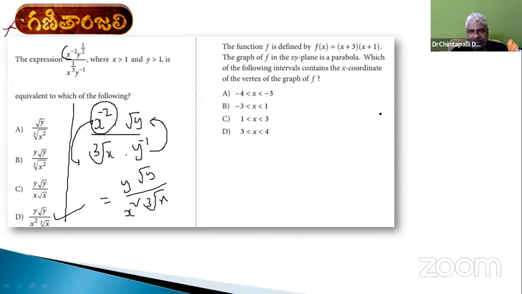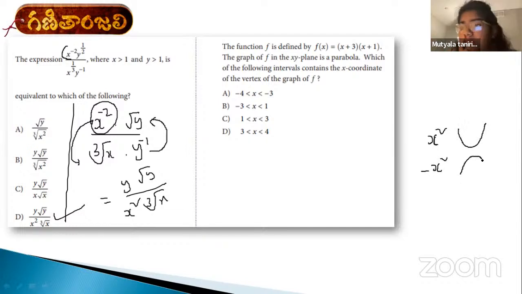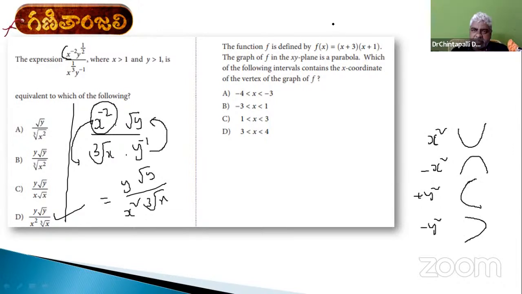As I told you previously, positive x square shape is like this. Negative x square shape is like this, downwards. Positive y square means right open. Left side. Clearly, it is positive x square, so its shape must be like this.